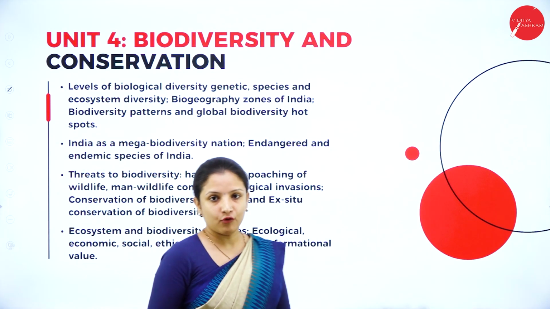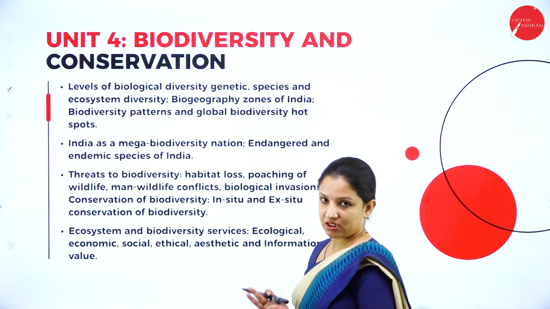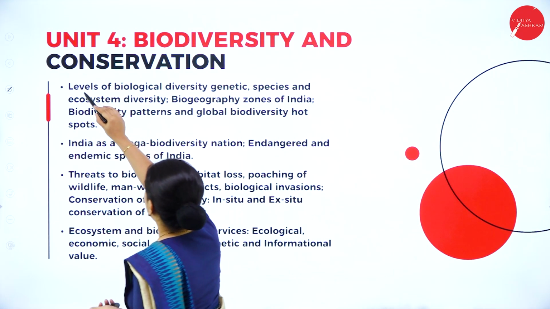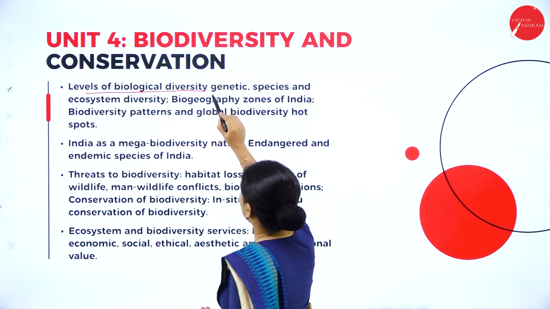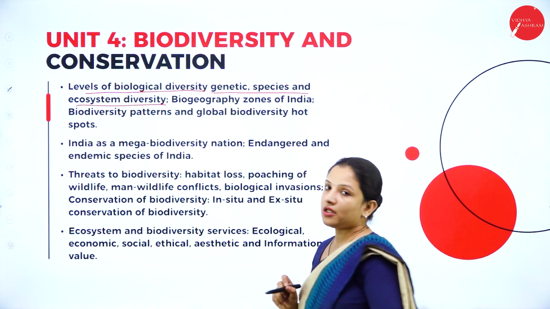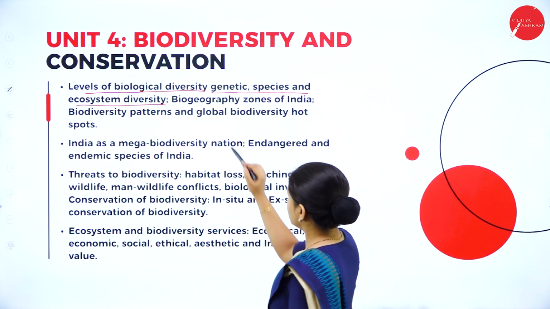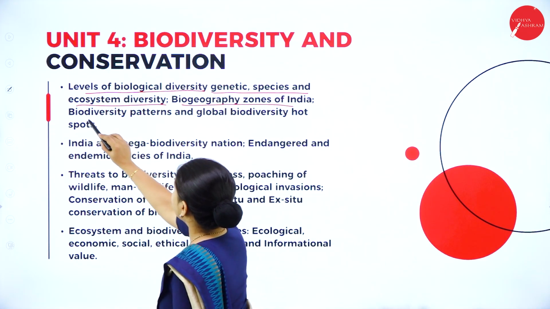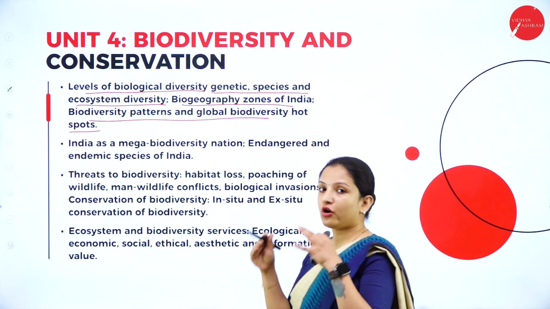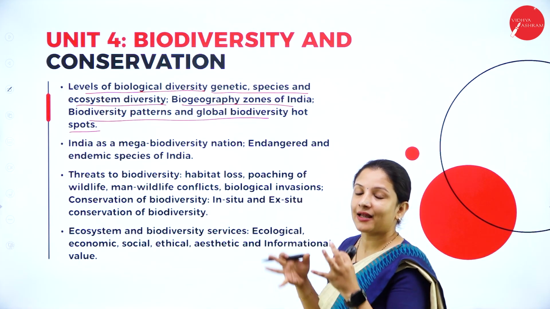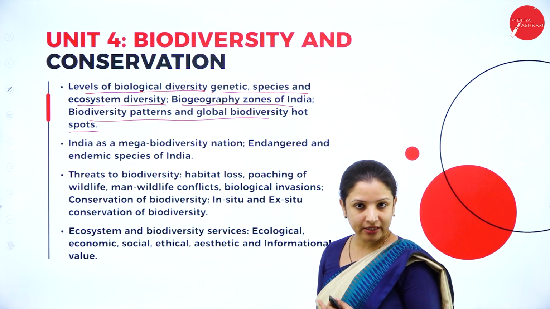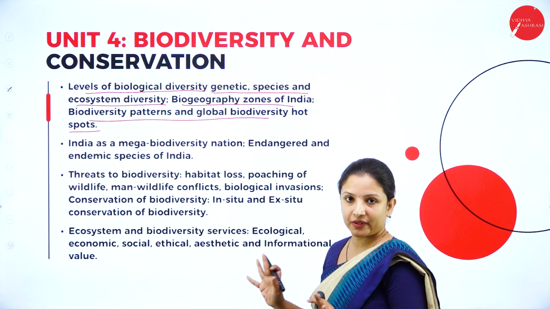Next, moving to Unit 4, it is completely on biodiversity conservation, wherein we first need to know about the levels of biological diversity. That is, we have genetic, species and ecosystem diversity. And we need to know about the biogeographic zones of India, the biodiversity patterns, and the global biodiversity hotspots. Because if we understand the beauty of that, only then will we have an urge to protect the biodiversity. So that is why they have put this topic first.